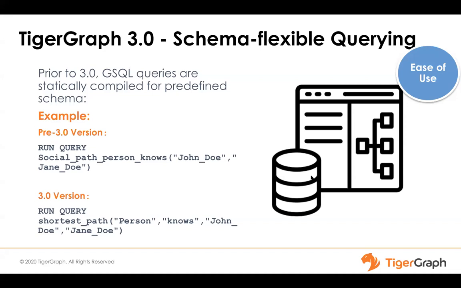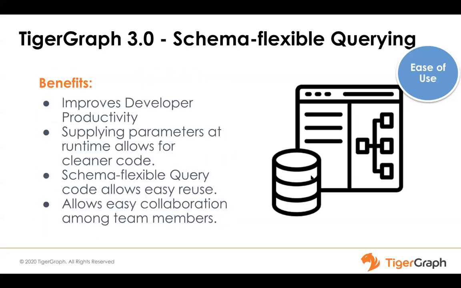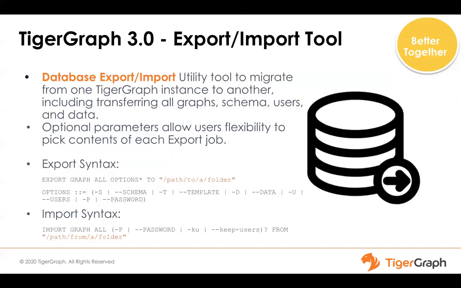You don't have to create a specific version for social path analysis versus customer vendor relationship or any other use cases you may have that leverage shortest path. You don't need to hard code it and create multiple queries that essentially do the same thing. From a benefits perspective, it improves developer productivity, and it allows your code to be much cleaner, because you're not creating additional queries for the same use cases, and it allows easier collaboration between team members. They can share the common code easily. So from a user productivity perspective, we feel this is a really important feature.